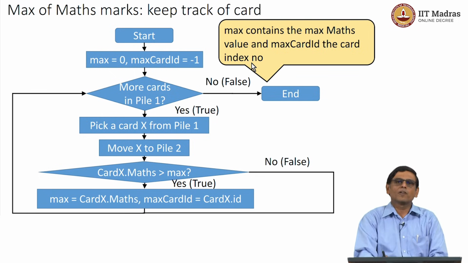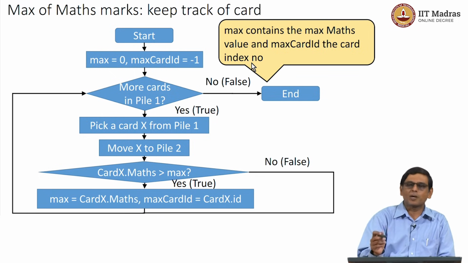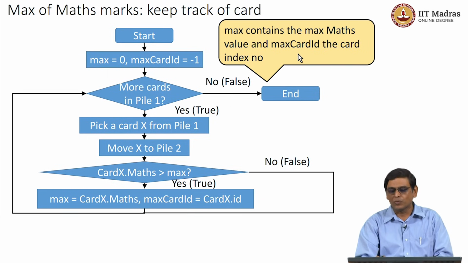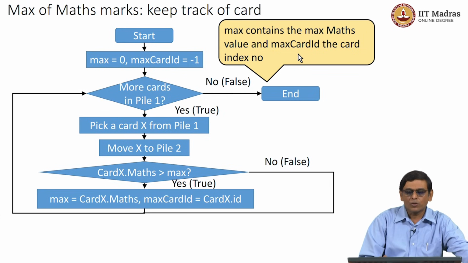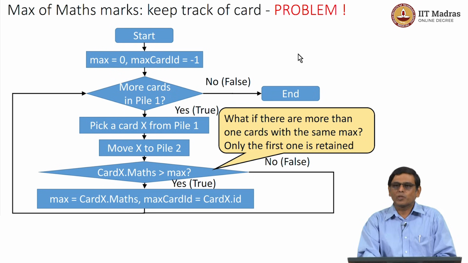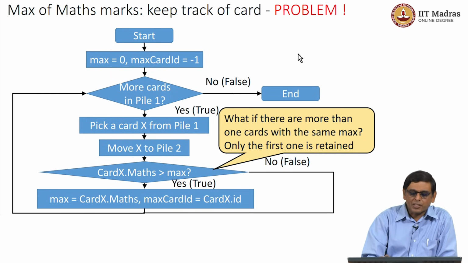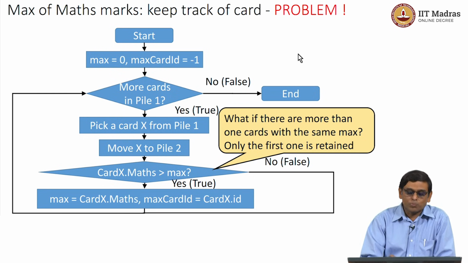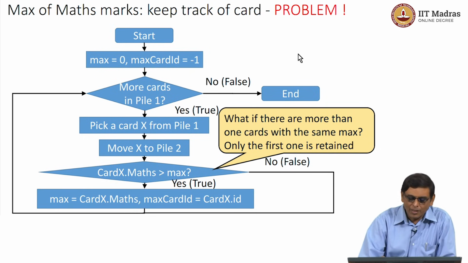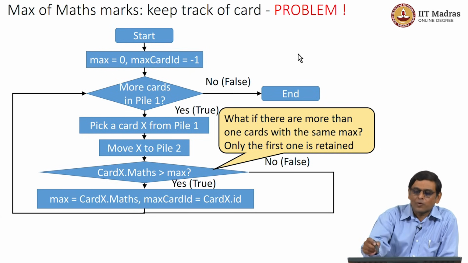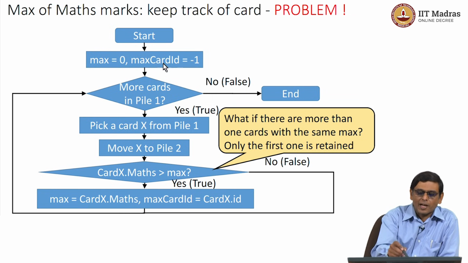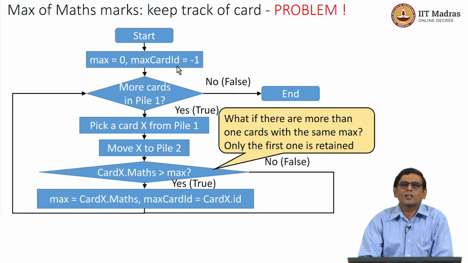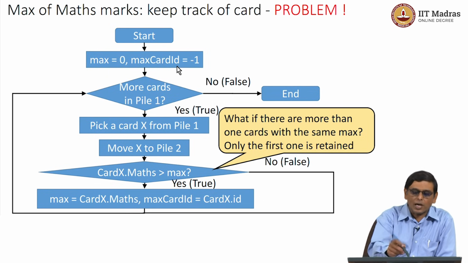So, if we want to find which card contributed to the max marks, we can use the card ID to go and look for that card, extract that card, and we will know which person or which individual has got the maximum maths marks. Now, there is a problem in this, as we discovered when we did it by hand, which is that you could have, for example, two people having the maximum maths marks. If you have 2 people with maximum maths marks, since we kept only one variable, which is max card ID, you cannot carry 2 card numbers there.